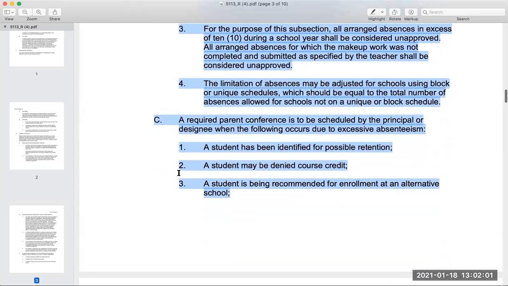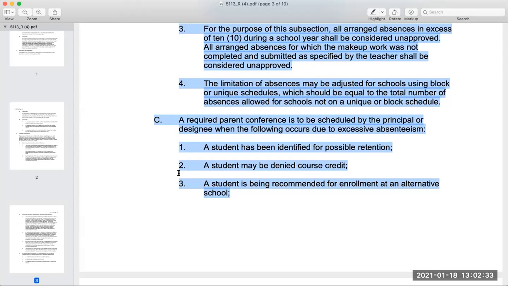3. For the purpose of this subsection, all arranged absences in excess of 10 during a school year shall be considered unapproved. All arranged absences for which the make-up work was not completed and submitted as specified by the teacher shall be considered unapproved. 4. The limitation of absences may be adjusted for schools using block or unique schedules, which should be equal to the total number of absences allowed for schools not on a unique or block schedule.